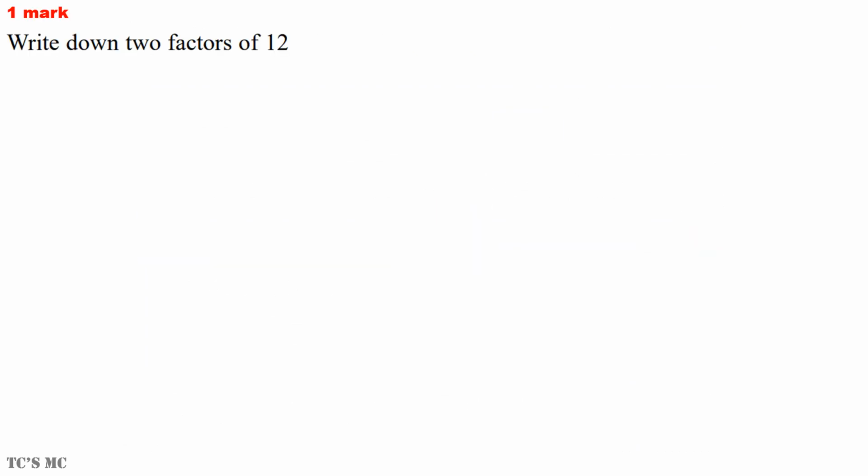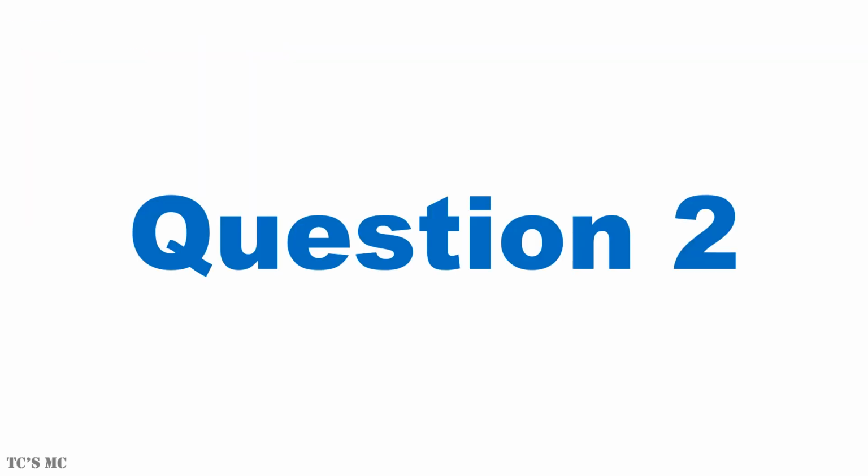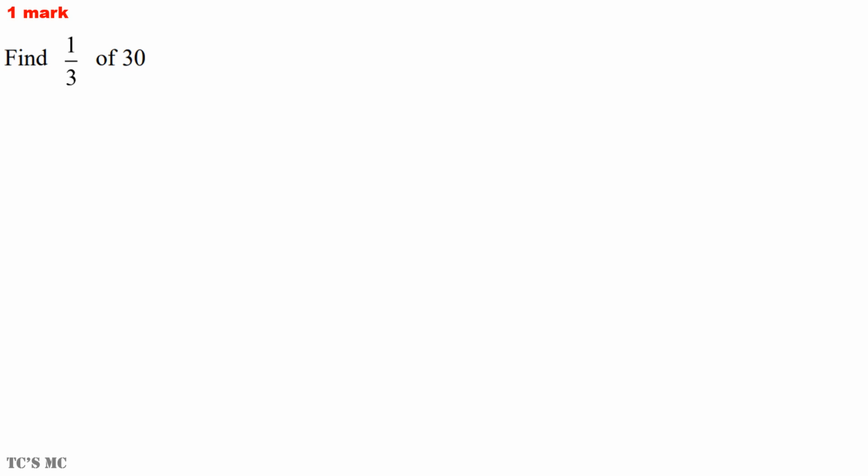Write down two factors of 12. Factors of 12 are 1 and 12, 2 and 6, 3 and 4. You can write any two of them for the 1 mark. Find 1/3 of 30. That means 30 divided by 3, and that gives us 10. If you just write 10, you would get the 1 mark.